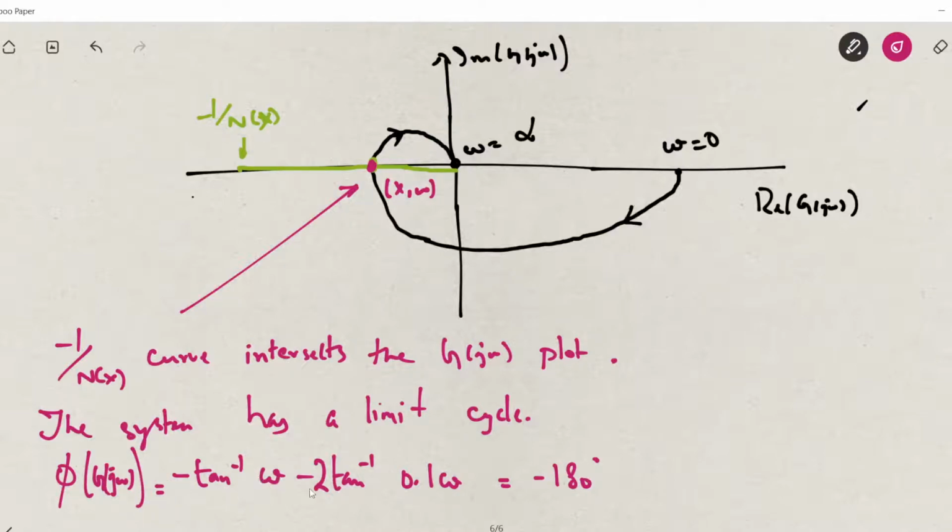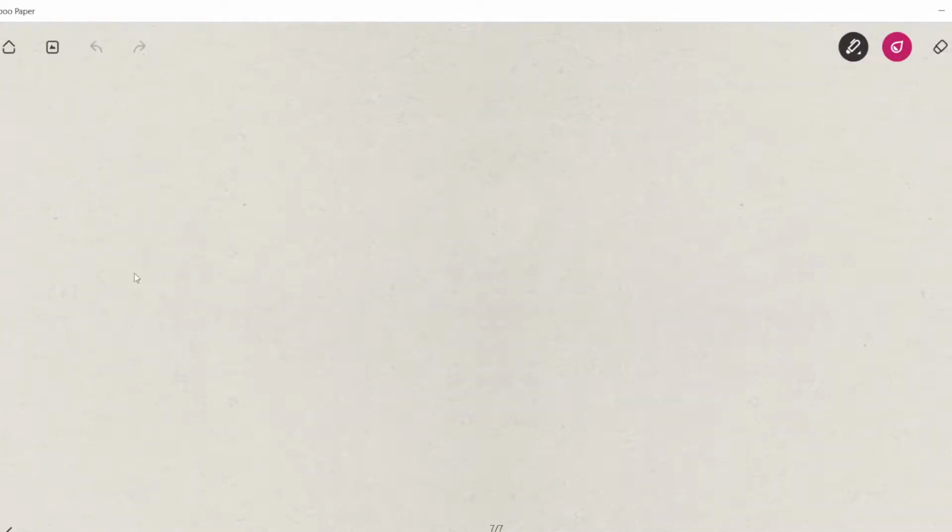This is the phase of G(jω): minus tan inverse of omega minus twice tan inverse of 0.1 omega. And since we are trying to find this particular value where the limit cycle is, at that time the angle is minus 180 degrees. So this is equal to minus 180 degrees. So from here, you can say omega is equal to under root of 120, that is approximately 10.95 radians per second or 11 radians per second.